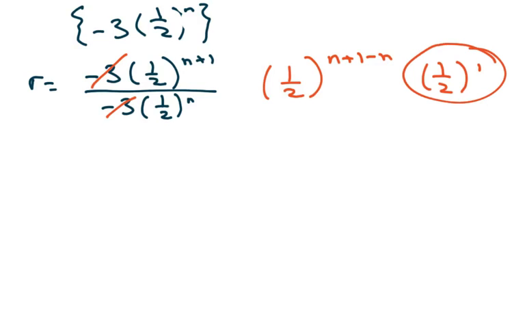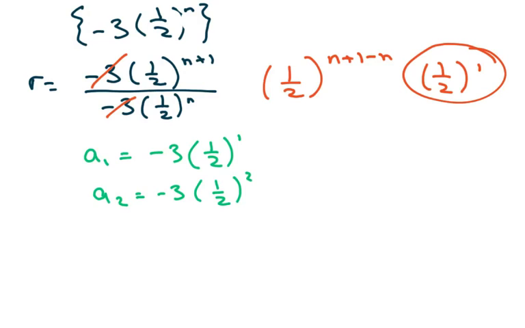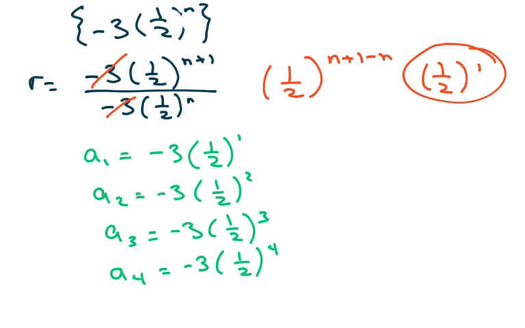So that's your r. Now we're going to write out all the terms. So we have a sub 1 equals negative 3 times 1/2 to the first power, negative 3 times 1/2 squared, negative 3 times 1/2 cubed, and our fourth term is negative 3 times 1/2 to the fourth, and this is going to equal negative 3/2, negative 3/4, negative 3/8, and this one's going to be negative 3 over 16.